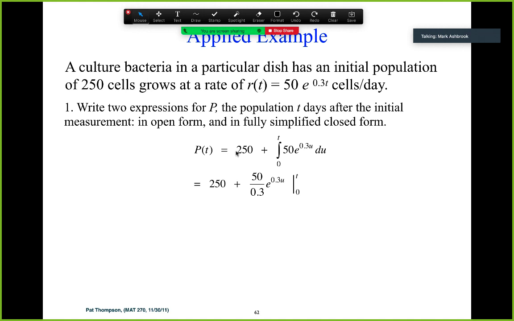Okay, so notice we have the 250 constant, and then we're applying on the integral the fundamental theorem. And applying the fundamental theorem means what? It means final minus initial. The function evaluated at t minus the function evaluated at 0.